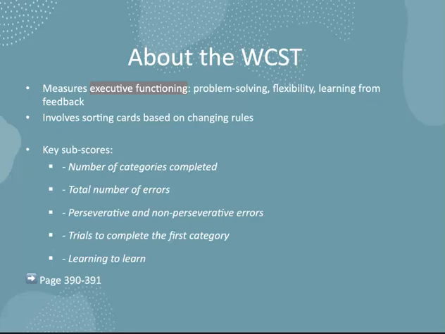And it has several subscores. These are number of categories completed, total number of errors, perseverative and non-perseverative errors, trials to complete the first category, and learning to learn. So this test measures how well the brain can adapt and problem solve, which are the key parts of executive functioning.